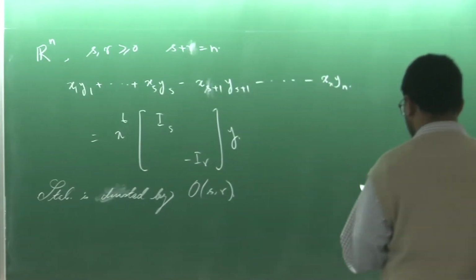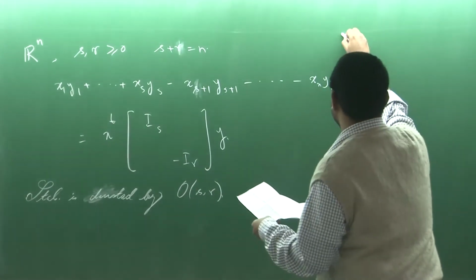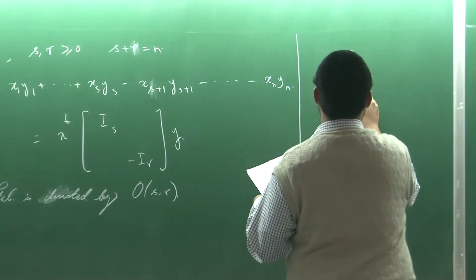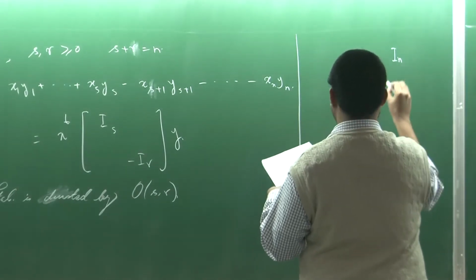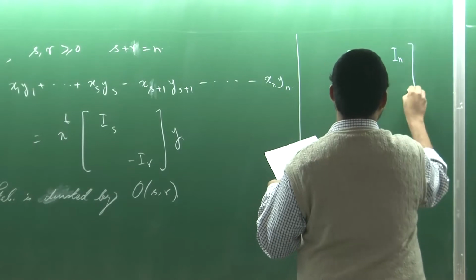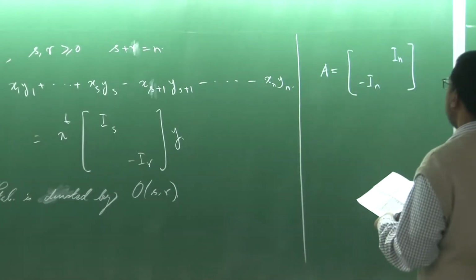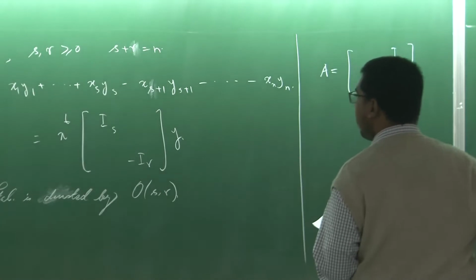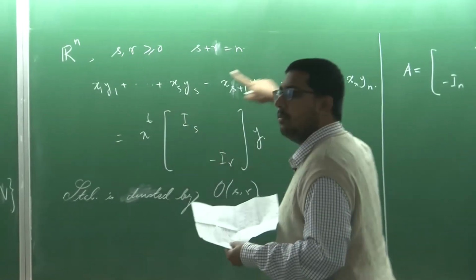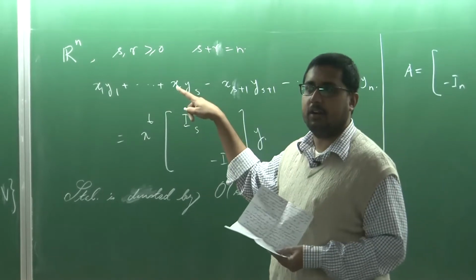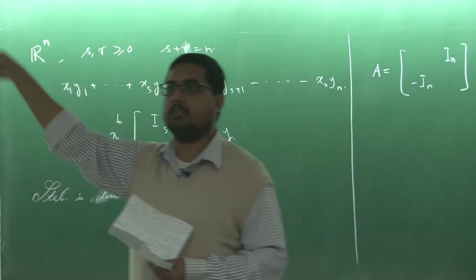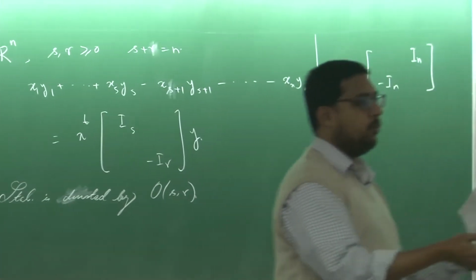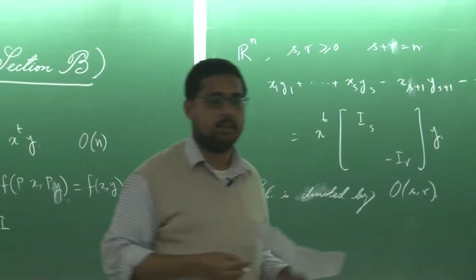Another important group that comes along this line is the following. If we take the matrix of the bilinear form to be the block matrix with I_n and minus I_n, how will it look? You can write down the expression for that. Basically, the first n components of x get multiplied to the corresponding last n components of y, and the first n components of y get multiplied to the last n components of x.